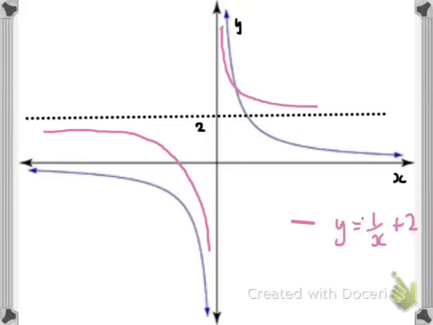Right, up and down shifts, pink graph there. This time we've got our vertical asymptote the same, but our horizontal asymptote has moved. It's moved up 2 places. So our horizontal asymptote here is y equals 2. It's been moved up 2 places, and the whole graph has been shifted up 2 places. So once again, a number out by itself, same principles, moves the graph up or down.